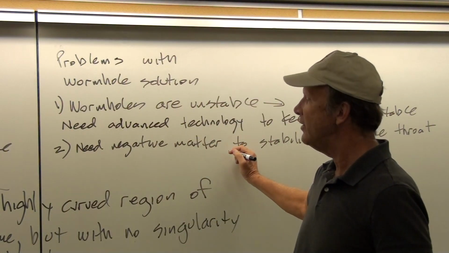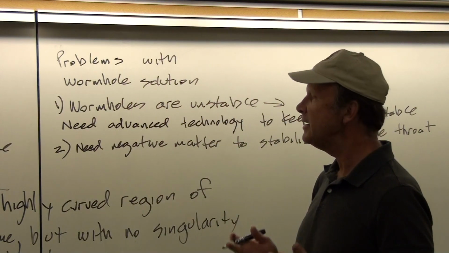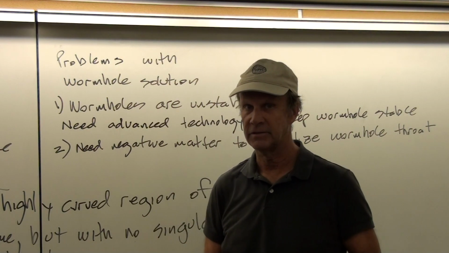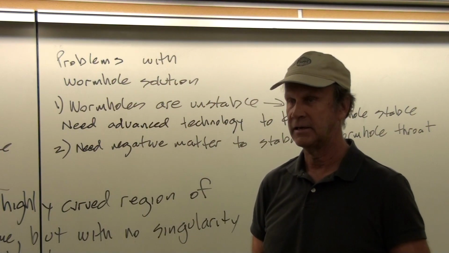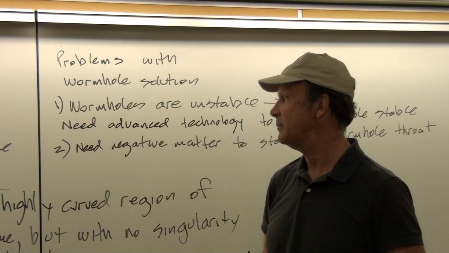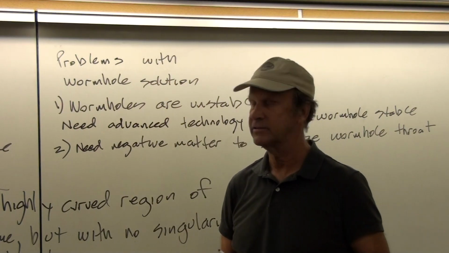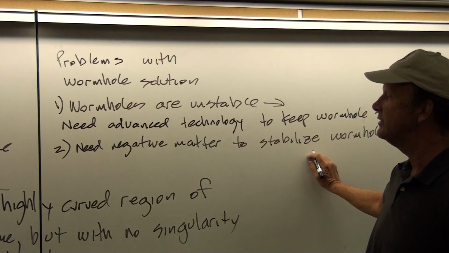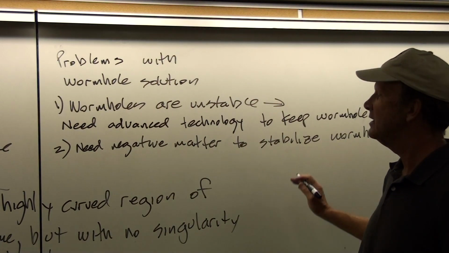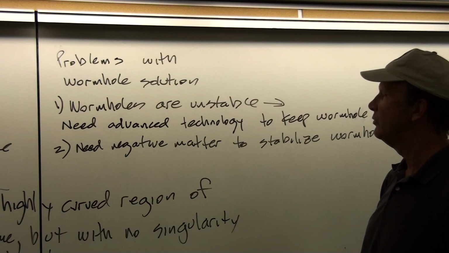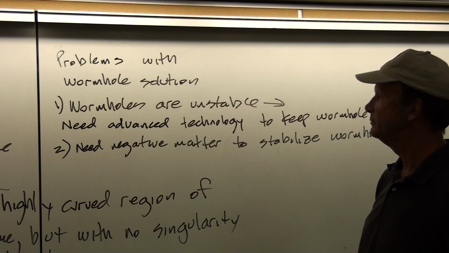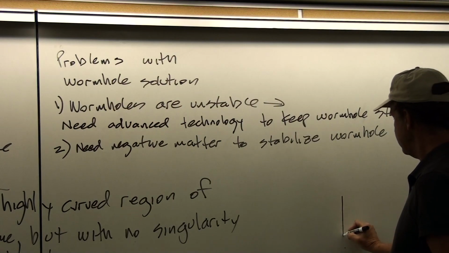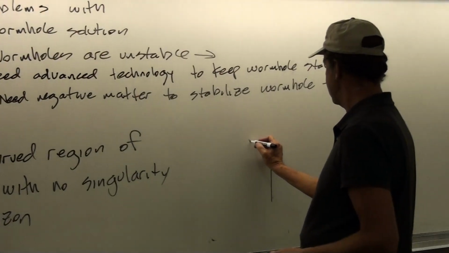However, we don't know yet whether there is some limit as to how much of this negative matter could be produced. The laws of physics have not yet been fully explored in this area. So this is a big question mark, whether we could put enough negative matter together to keep the throat of the wormhole stable.